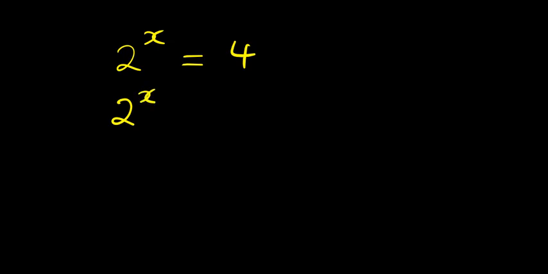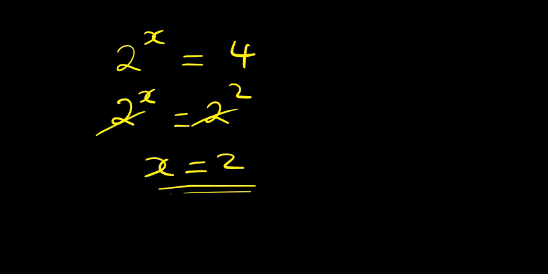So 2 to the power x is equal to 2 squared. Now the 2 and the 2 can cancel because the base is the same, then x will just be equal to 2. That's a simplified way in which I can solve it. Now what if I can't have the same base? 3 to the power x is equal to 20.